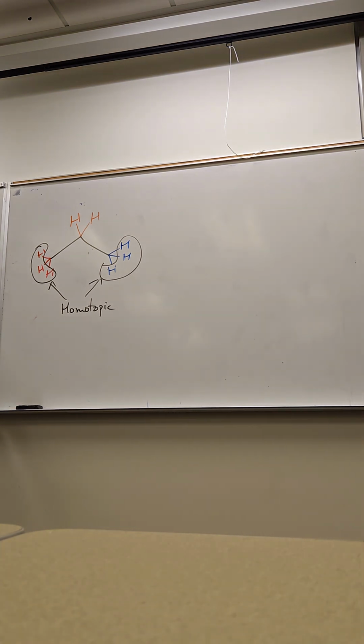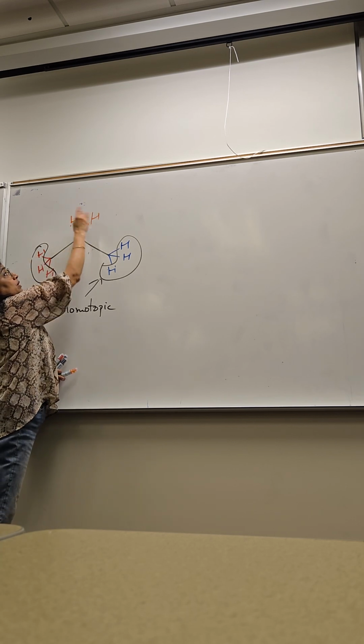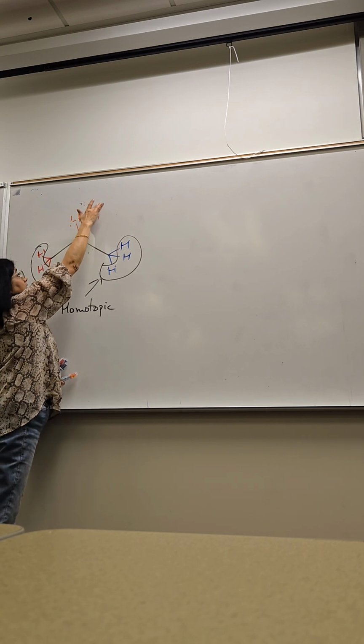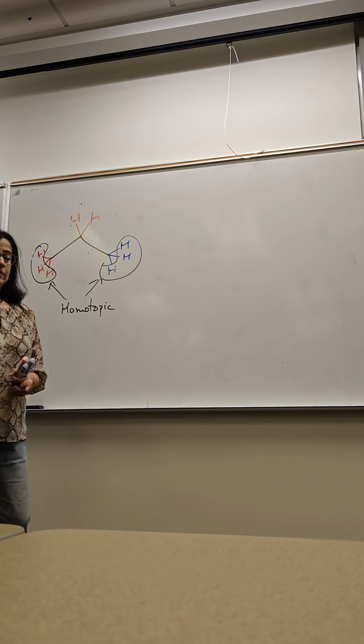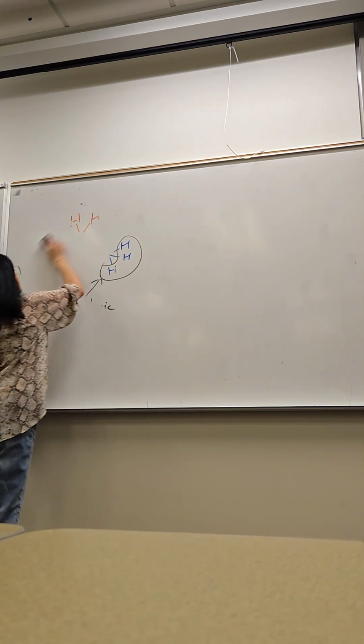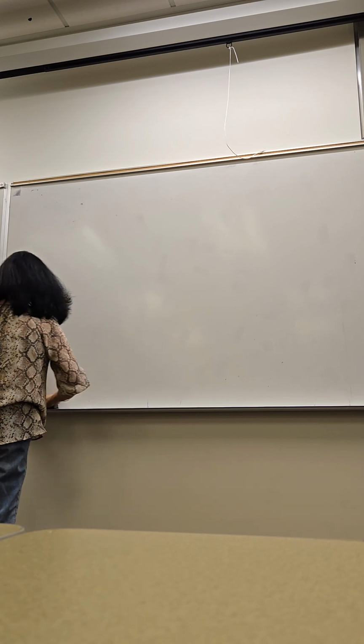Everybody okay? Yes, 2 because homotopic. Exactly. These are homotopic with each other. Yeah, but there are 2 different sets of homotopic hydrogens. Yes, exactly. So that's one set, this is one set. Everybody okay? Okay, let's do butane. Let's go to the next alkane.